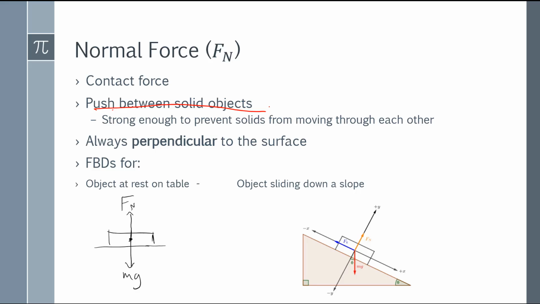You feel a normal force all the time. If you're standing on the ground, gravity is pulling you down. Why don't you move down? Well, because the floor is in the way, meaning the floor has to be pushing up on you with a force that's equal to gravity, or at least equal to gravity.